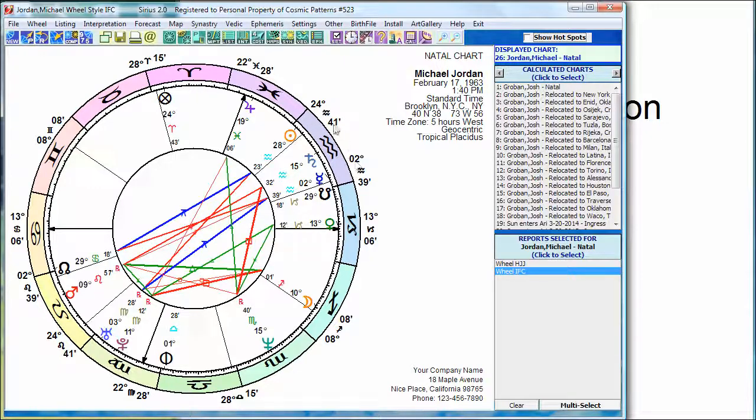And different things are said about Aquarius. Some people say Aquarius is innovative and eccentric. Some say it's ideological. So you get some different meanings.